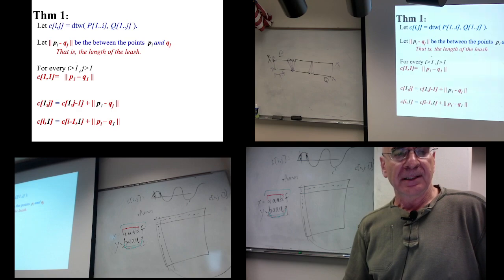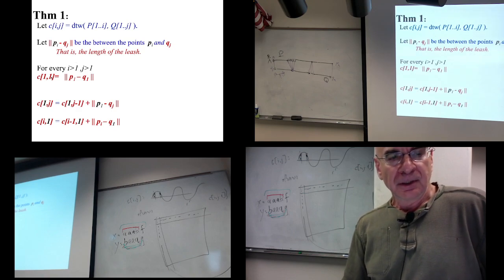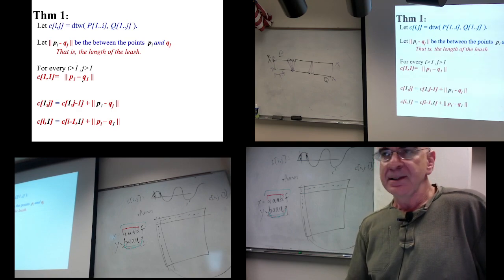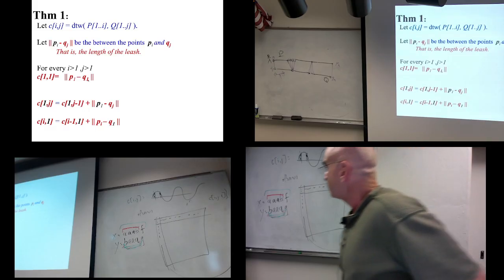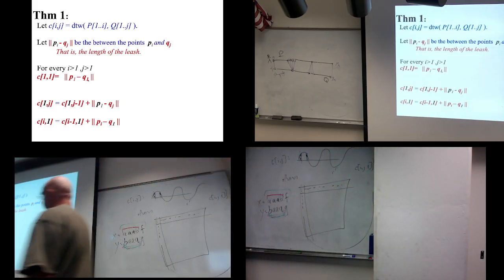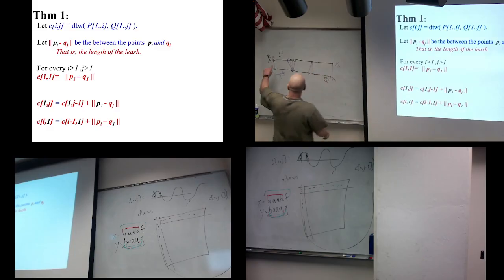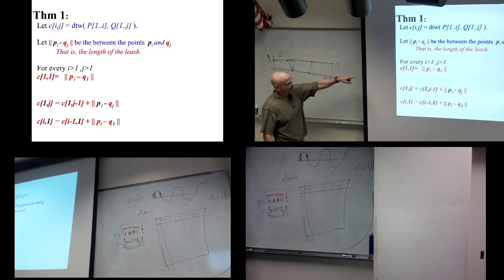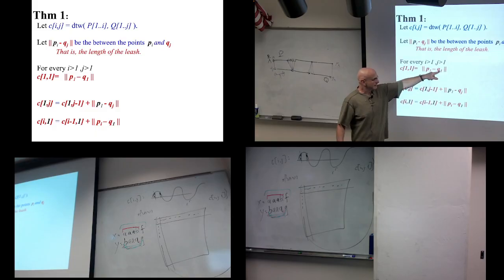And just as before, C11 in this case is what? We start at P1 and Q1. That's the length of the leash that we have to pay at the beginning. It needs to be counted. So C11 is just a distance. I'll denote this notation for the Euclidean distance, the distance from P1 to Q1.